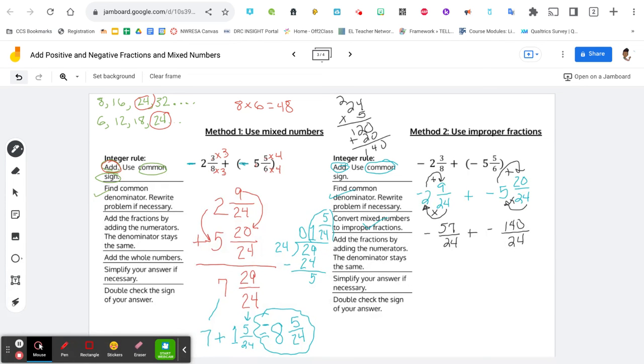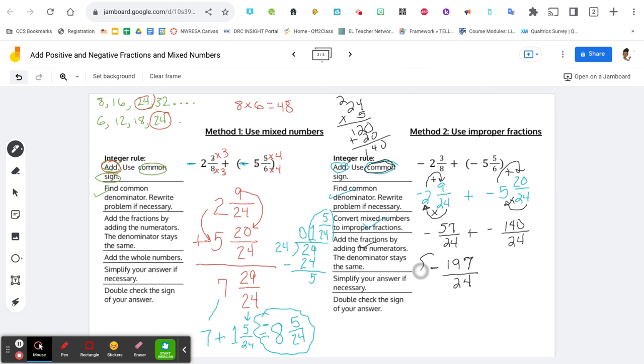The next thing we're going to do is add the fractions by adding the numerators. So 140 plus 57 is going to be 197. And then the denominator stays the same. And don't forget, we have to get that common sign. Our common sign is negative, so our answer is negative.